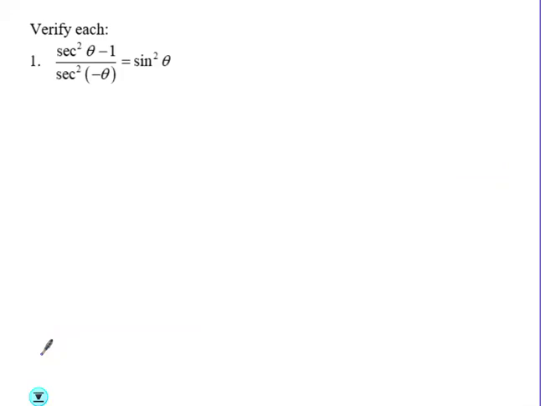So, first we have secant squared of theta minus 1 over secant squared of negative theta equals sine squared of theta. So, we are only going to work on the left side. We're going to use identities that we have already learned and try to show that this is equal to sine squared theta. As when we were simplifying expressions, there is not one right path. Some methods will be a little shorter than others, but do what you see and go from there.